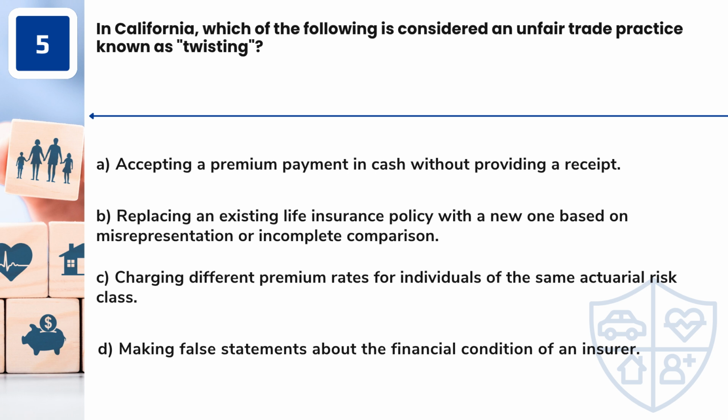A. Accepting a premium payment in cash without providing a receipt. B. Replacing an existing life insurance policy with a new one based on misrepresentation or incomplete comparison. C. Charging different premium rates for individuals of the same actuarial risk class. D. Making false statements about the financial condition of an insurer.